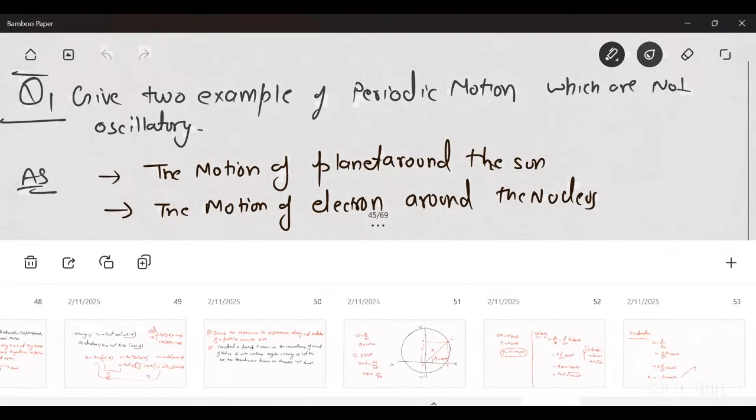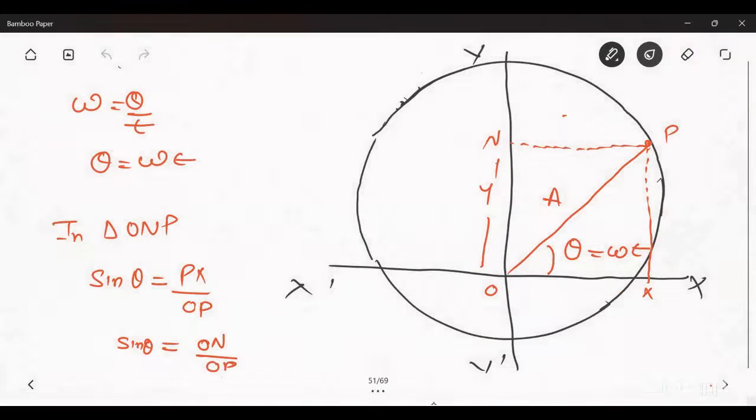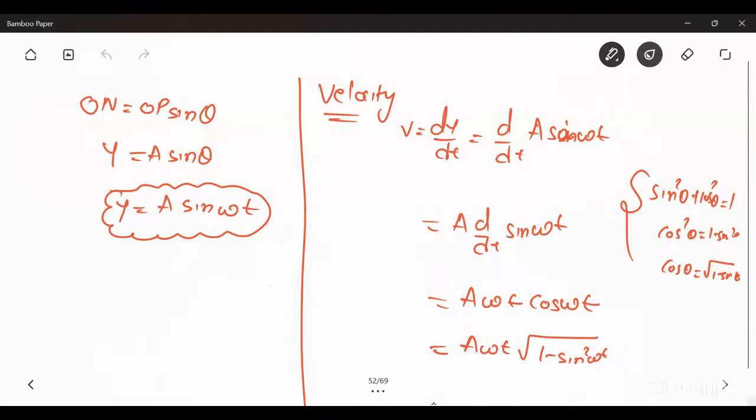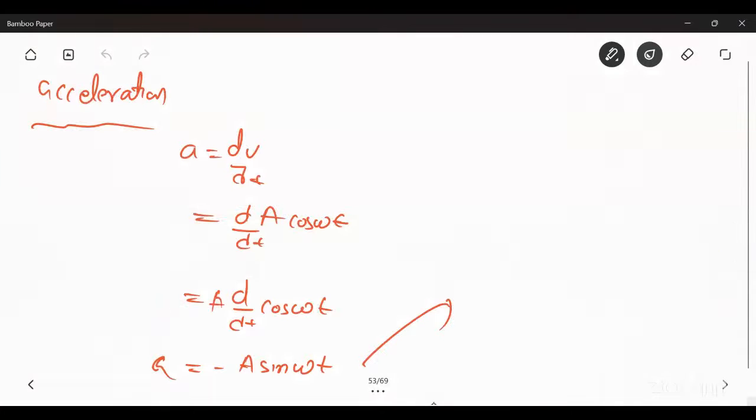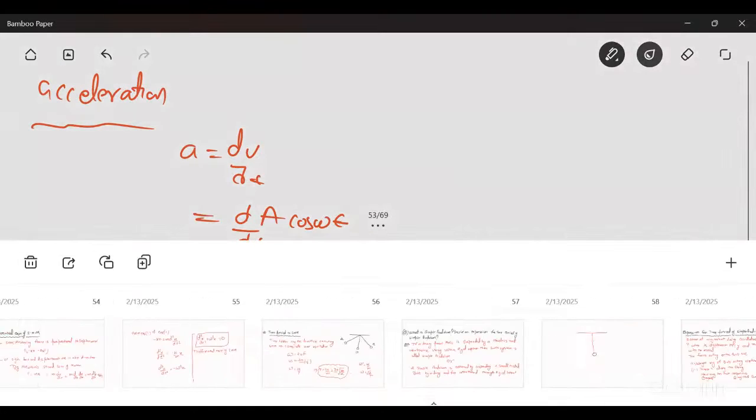And the second was this point projection. This is the derivation of the point projection: y is equal to a sine omega t, the velocity is a omega cos omega t, and the value of acceleration will be minus a omega square sine omega t. So you have to write this derivation for the point projection.